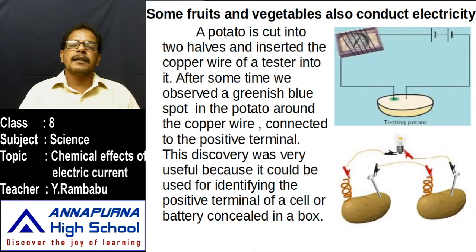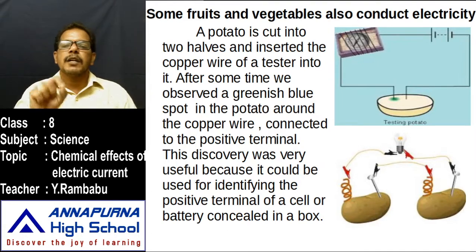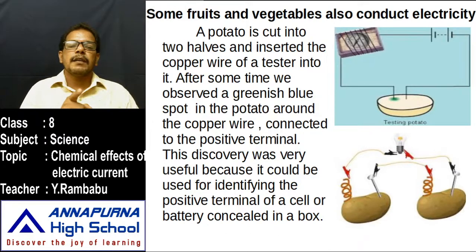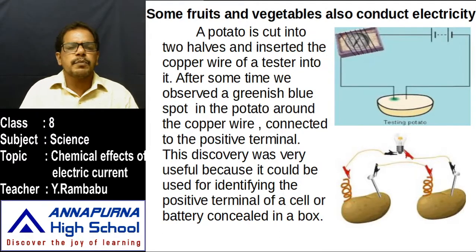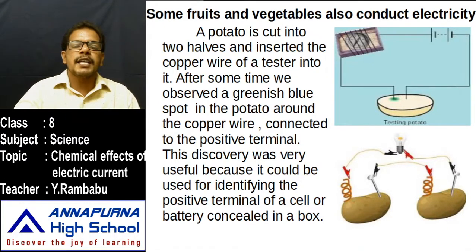Observe that one longer line and another shorter line in the circuit diagram represent a cell. The longer line is the positive terminal and the shorter line is the negative terminal. From the positive terminal, which is connected to the copper wire, at that electrode we observed the greenish blue spot. That means this greenish blue spot is observed near the electrode connected to the positive terminal. The electrode connected to the positive terminal acquires positive charge, that's why it is called the anode. This greenish blue spot is formed near the anode.